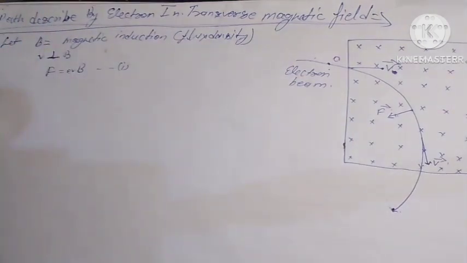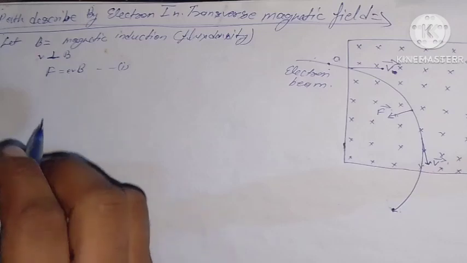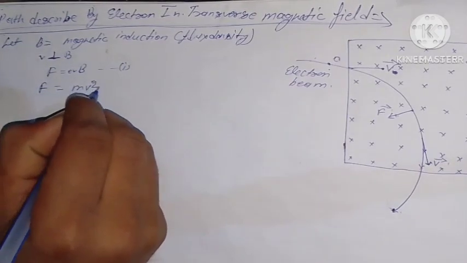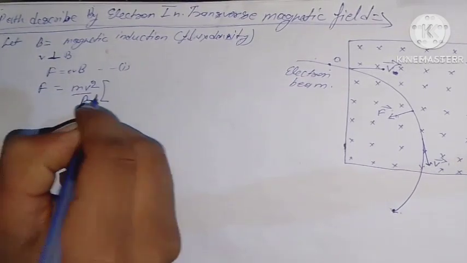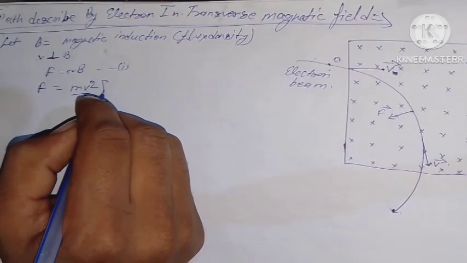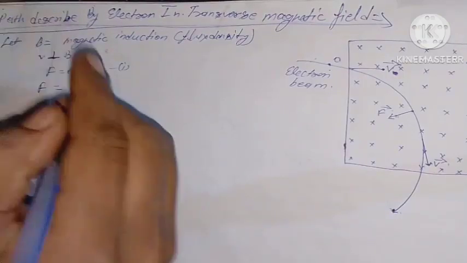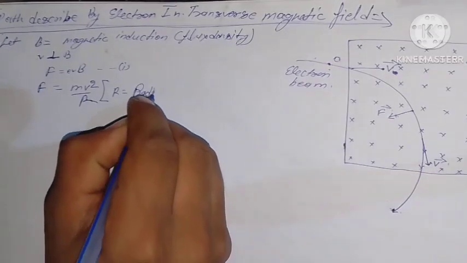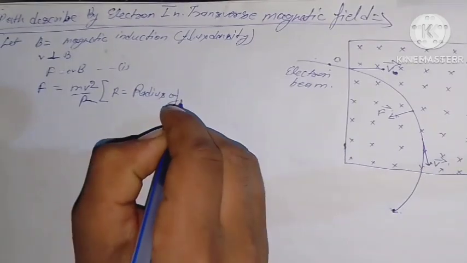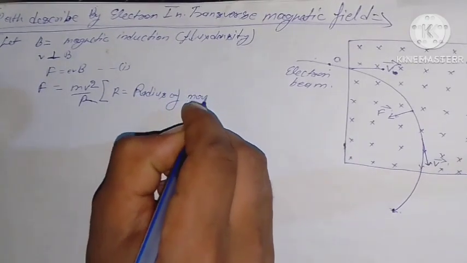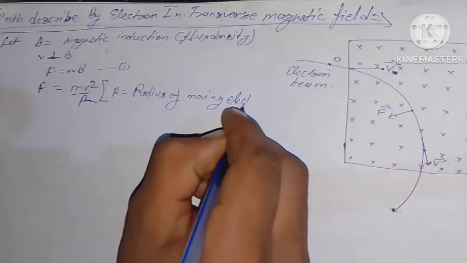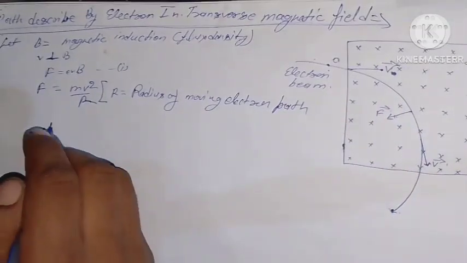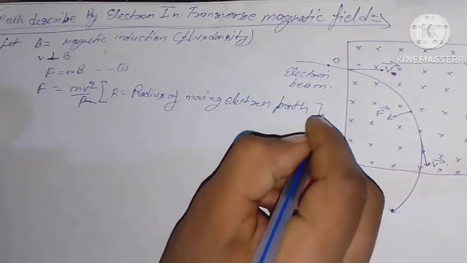The constant radial force produces the centripetal acceleration of the electrons. Then applying Newton's second law of motion, F equal to mv square by R, where R is the radius of the electron path. This is equation number 2.